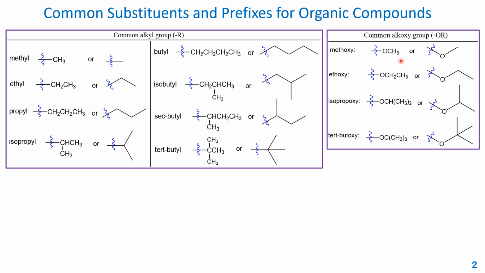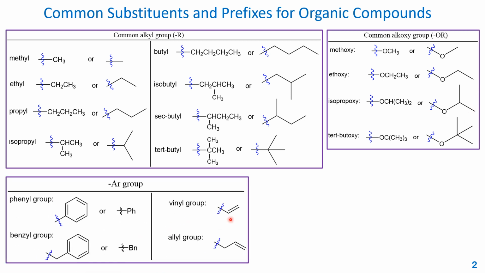Now let's talk about the alkoxy group. Alkoxy is similar to alkyl, but with one more oxygen here. So this is methoxy, skeletal structure. This is ethoxy. That's the skeletal structure. That's isopropoxy, and that's the skeletal structure. And that's butoxy, and that is the skeletal structure. This is useful when we talk about the names of ethers later.